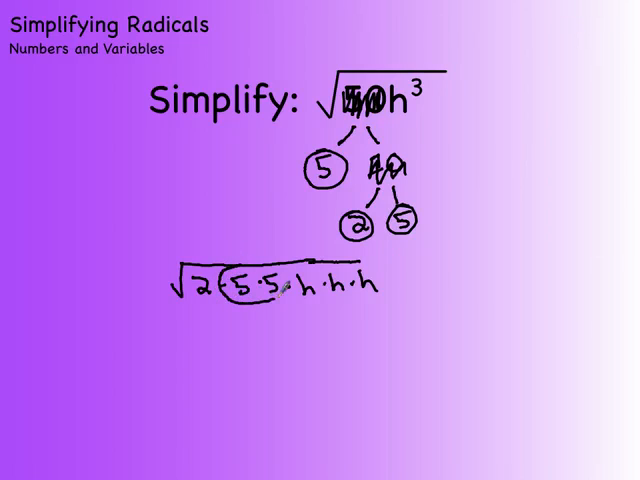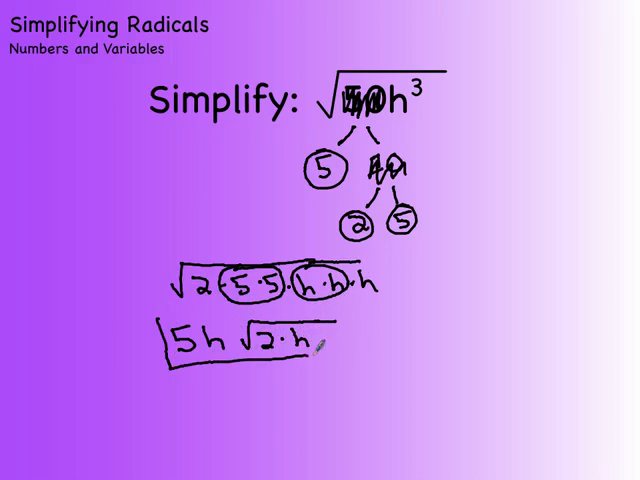And just like we were doing before, I'm going to break it down by couples. So we have a couple of 5's. We have a couple of h's. So I'm going to pull out a 5, and then I'm going to pull out an h. And what stays home, we have a 2 that stayed home, and we have an h that stayed home. None of that really cleans up, so there's our answer. We're done. Let's take a look at one more example.